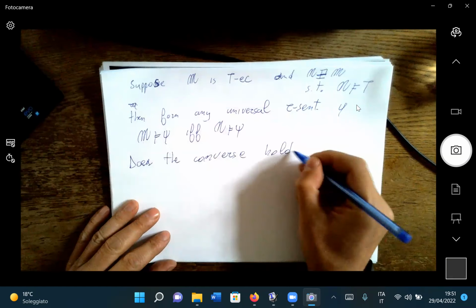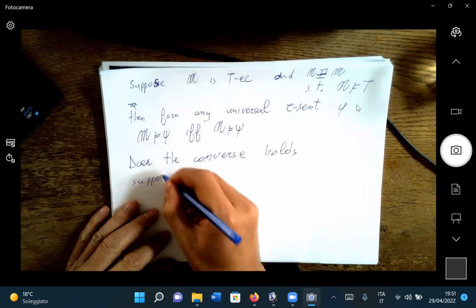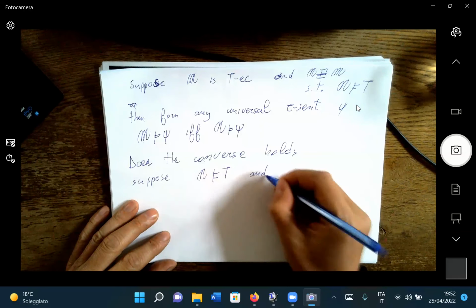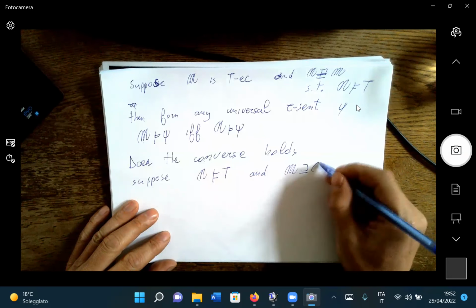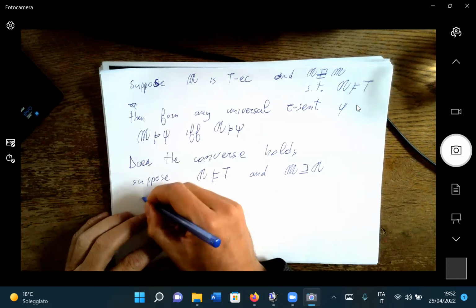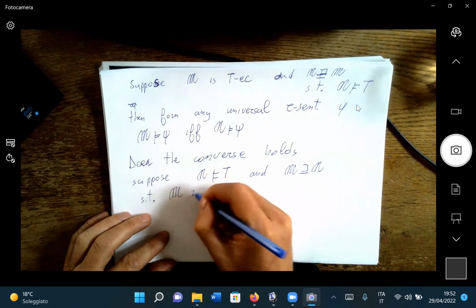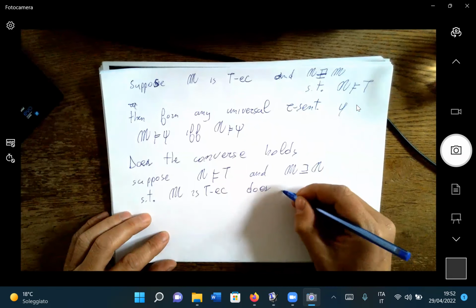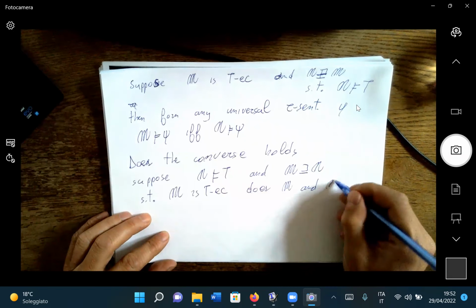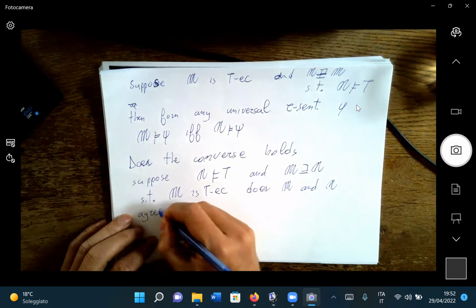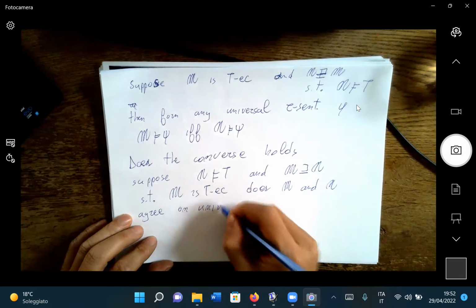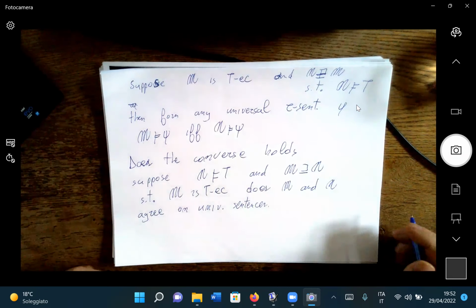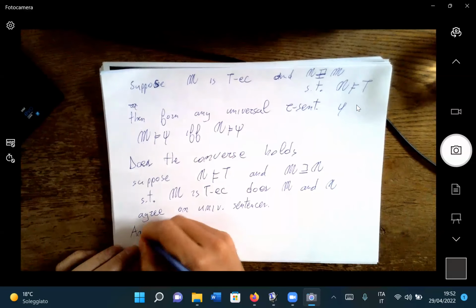So what I mean by the converse: suppose N models T and M is a superstructure of N such that M is T-existentially closed. Does M then agree with N on universal sentences? Okay, and the answer is no.